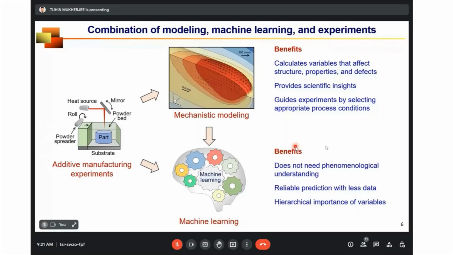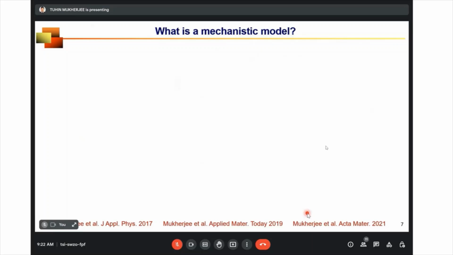In those cases, we take the benefit of data-driven tools such as machine learning. We can take the variables from experiment, like process variables and alloy properties, and calculate some variables that we know for sure from mechanistic modeling, and then train machine learning algorithms like neural network, random forest, decision tree, and so on and so forth. Benefits: it does not need an in-depth phenomenological understanding and it can make reliable predictions, even sometimes with less data. But the most important benefit is it can provide the hierarchical importance of variables. So we engineers can know which variables we need to adjust to achieve the desired product attributes. Before I give you several examples of how to control structure, properties, and defects, let me briefly introduce what I mean by mechanistic model.